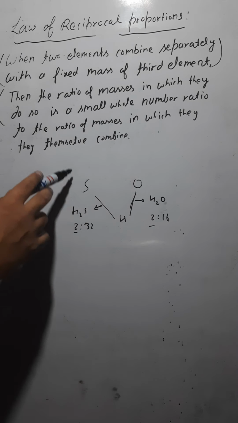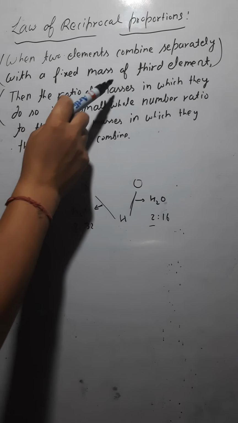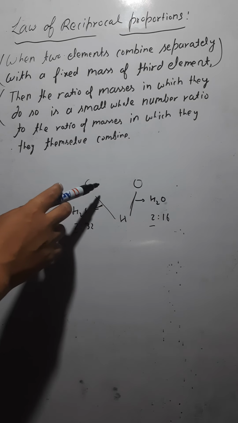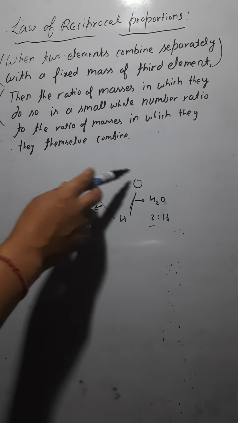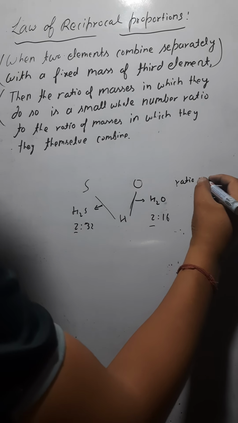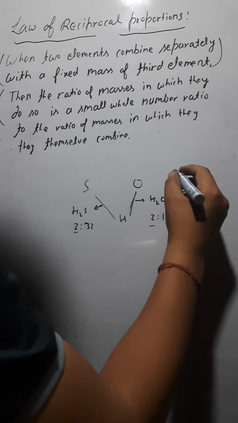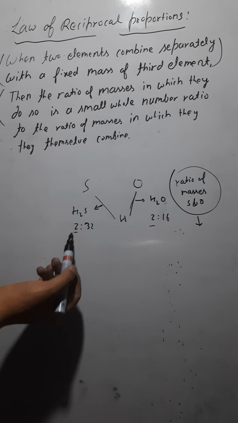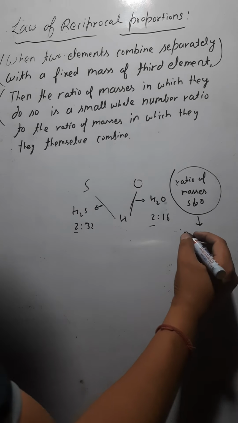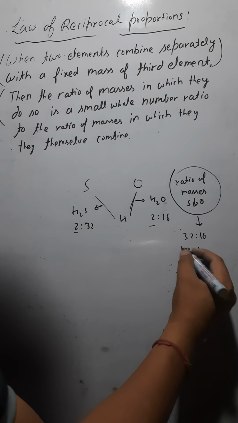So when two elements combine separately with a fixed mass of third element, then the ratio of masses in which they do so, means what is the ratio of masses of these two elements, that we have to find out first. Okay, so let's find out the ratio of masses of sulfur and oxygen. So what is their ratio? Here it is 32 and here it is 16. So you would be getting 32 ratio 16. So 16 2s are 32 and 16 1s are 16. So the ratio is 2 ratio 1.